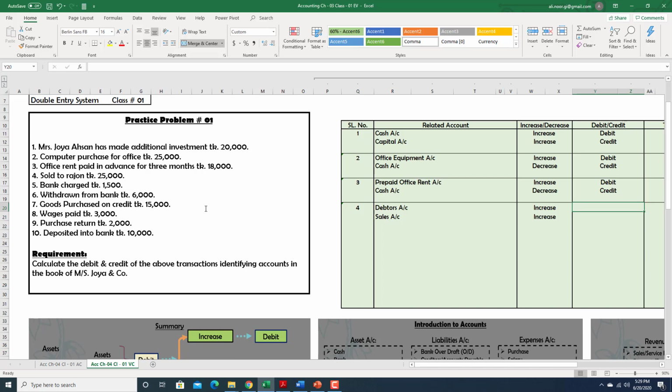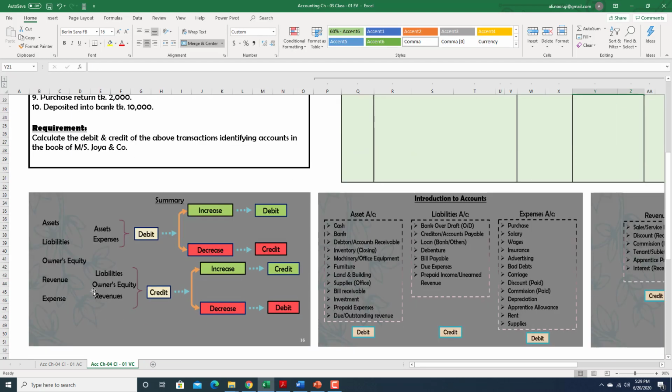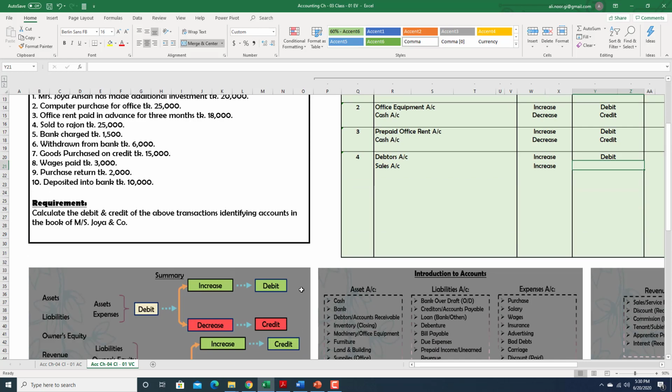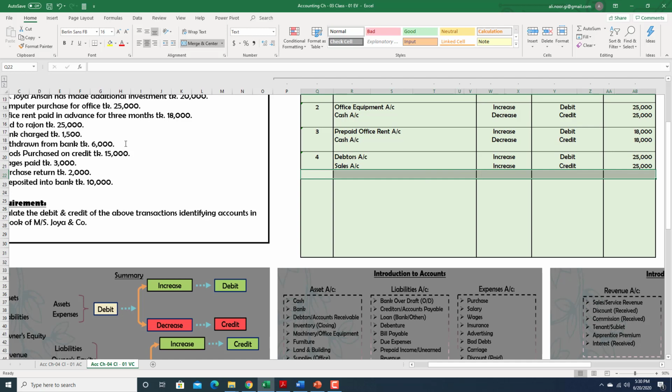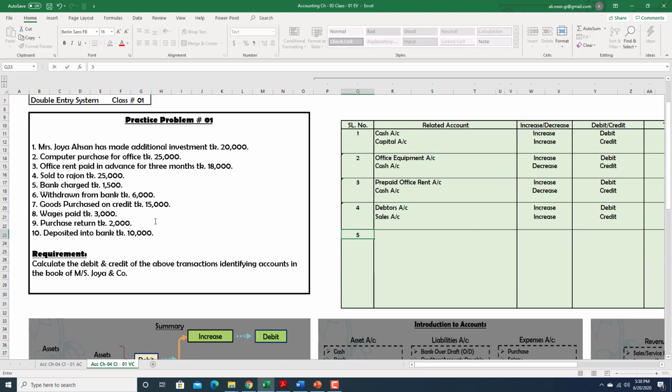Right. For increase in debtors, that means asset account, we have to write debit, and increase in revenue account, we can check from here, revenue account is usually credit account, when increased we have to credit it, so we write here credit. Right. Okay, then the amount is 25,000. 25,000 debit, 25,000 credit. All right. Done with number 4. Now we will move on to number 5.